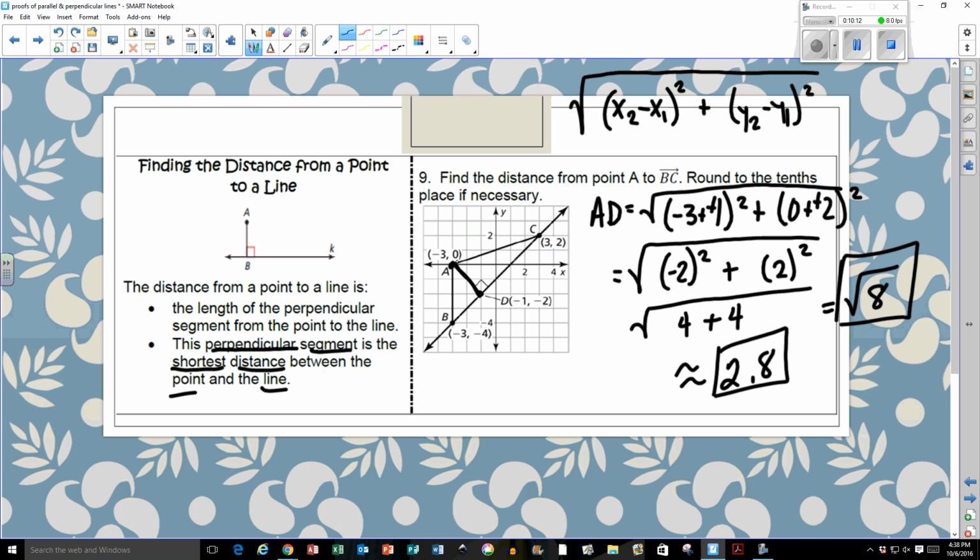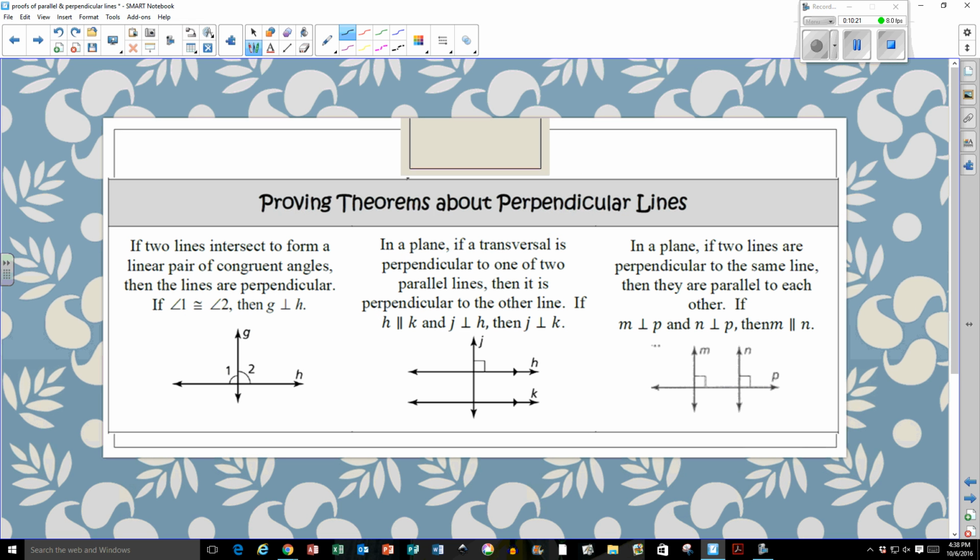Of course, sometimes they won't give you this point right here. So sometimes you may actually have to find where the perpendicular line is, and that gets a little more in depth. All right, last part, proving theorems about perpendicular lines. If two lines intersect to form a linear pair, so remember two that make a line, then the lines are perpendicular. So if angle 1 is congruent to angle 2, then G is perpendicular to H, so that makes them perpendicular.